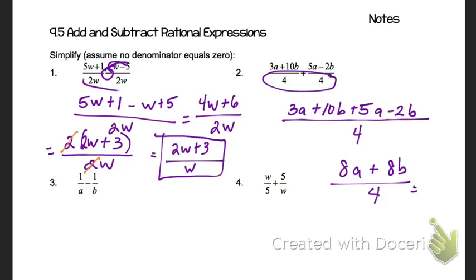Okay, so then what do I do? I want to go back. Then what happens? And it turns into 2a plus b. Leave it like this.